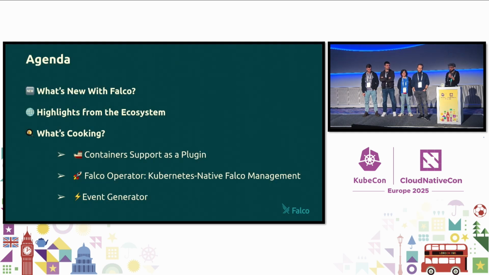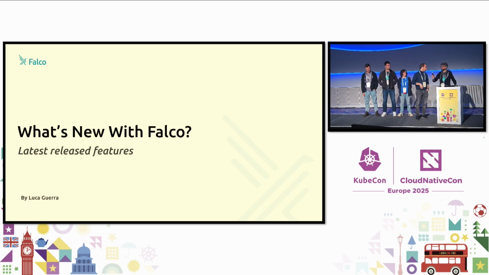And now let's see today's agenda. Today we will talk about the latest features in Falco. We will do an overview of the ecosystem with a focus on the Kubernetes-native log plugin. And we will also show you some features that we are currently developing and that we are going to release very soon. Those features are the new container support implemented as a plugin, the Falco operator, and a new feature of the event generator. So, Luca, it's you.